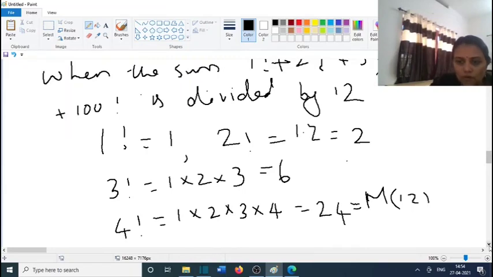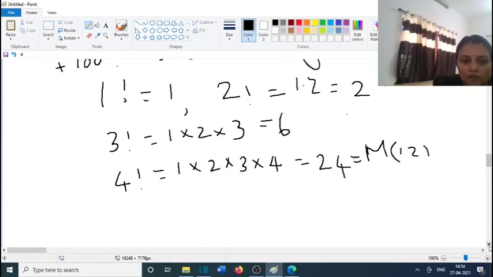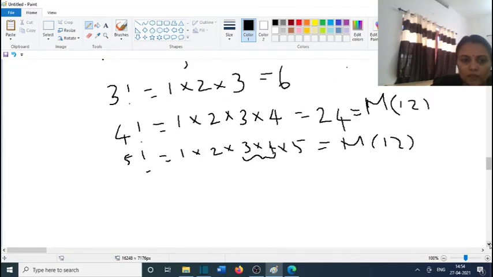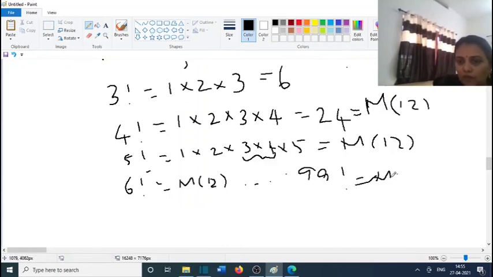Now 3 into 4 is 12. So 5 factorial, 1 into 2 into 3 into 4 into 5, this value is a multiple of 12. Now 6 factorial is a multiple of 12. There also 3 into 4 is there, etc. 99 factorial is a multiple of 12. 100 factorial is a multiple of 12.